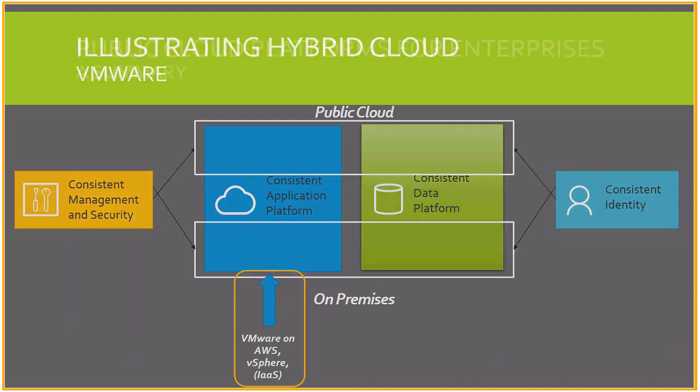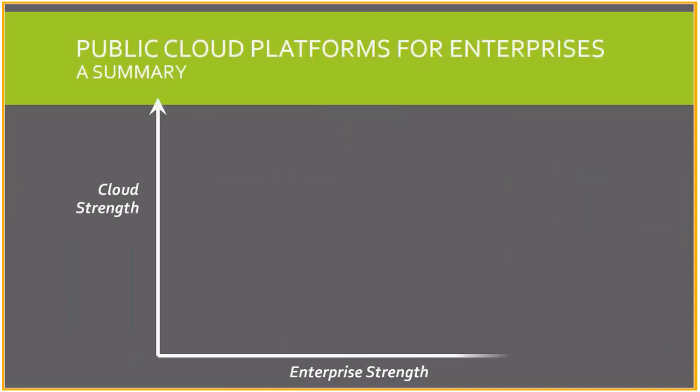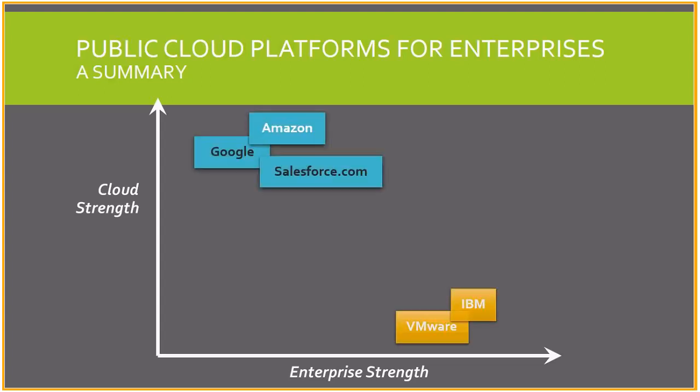Okay, now we talk about the public cloud strength. Here again, Microsoft has a strong point. As far as cloud strength is concerned, you can see that Google has good cloud strength, Amazon also has good cloud strength, and Microsoft is picking up that cloud strength along with these two companies.